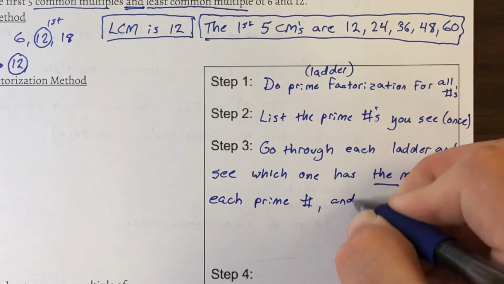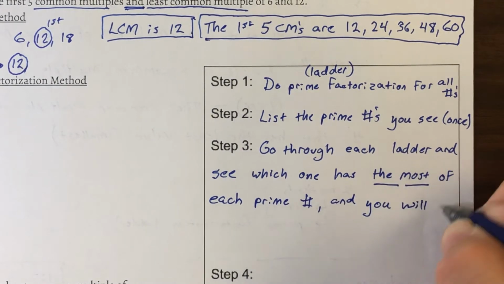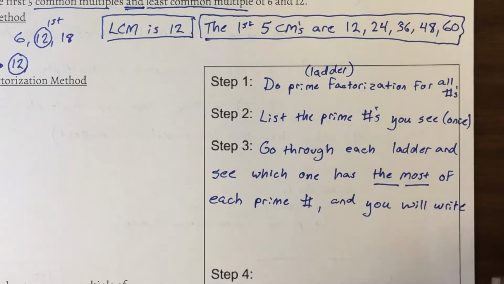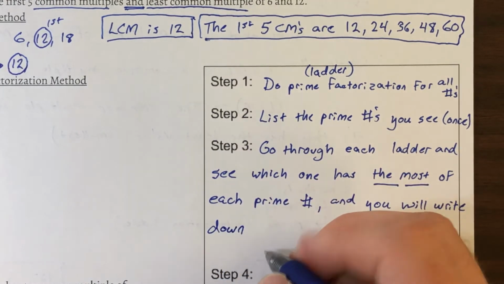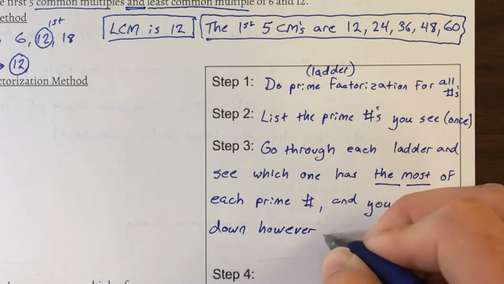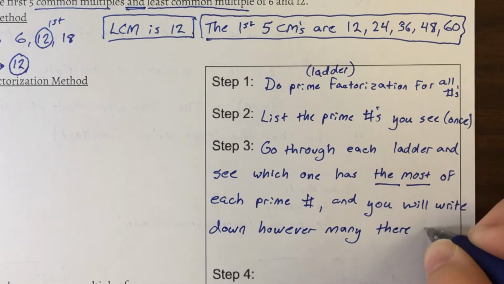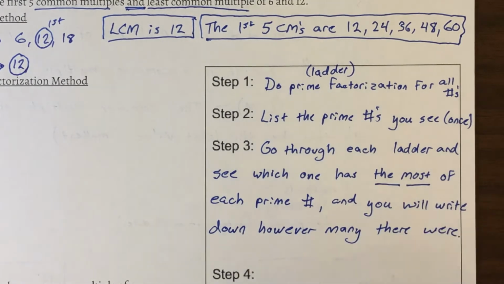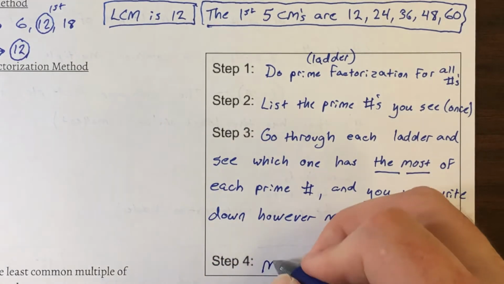It goes a lot faster than it's actually written out in words. Don't worry. And you will write down however many there were. Last step, multiply your numbers.